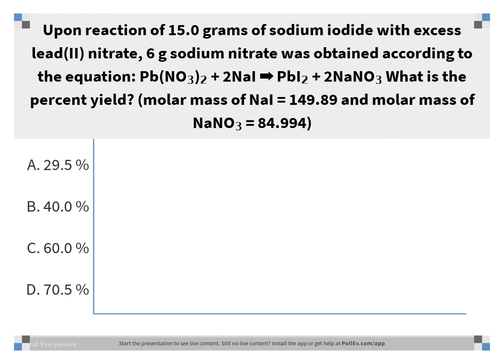The correct answer is D, 70.5%. We know that sodium iodide is the limiting reactant, so we can convert from grams of sodium iodide to grams of product to obtain the theoretical yield of that product. Since we know the mass of sodium nitrate that was obtained in the lab, that would be the actual yield of the sodium nitrate. That means we want to pick sodium nitrate as the product we are finding the theoretical yield of. We go grams of sodium iodide to moles of sodium iodide using the molar mass of sodium iodide, then moles of sodium iodide to moles of sodium nitrate using the balanced chemical equation, then moles of sodium nitrate to grams of sodium nitrate using the molar mass of sodium nitrate. That would give us our theoretical yield. We do actual divided by theoretical times 100, and that gives us 70.5%.